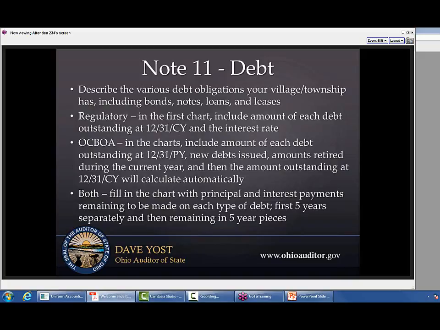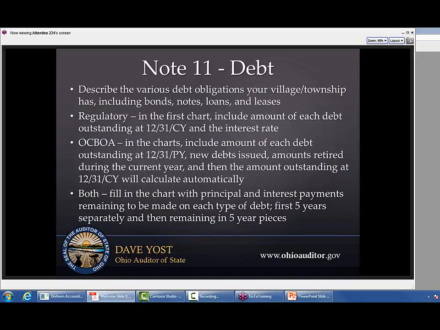And what you're going to do with that table, you're actually going to list it out by total loans, total leases, total notes, total general obligation debt, whatever you have, you're going to list each one of them in total in a separate column, and you're going to list it by years. And you can, again, see the example in the notes in Note 11.